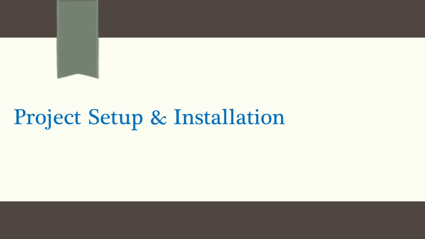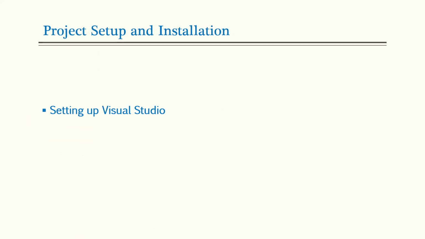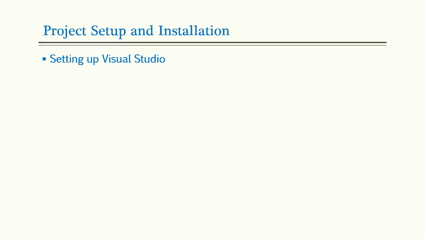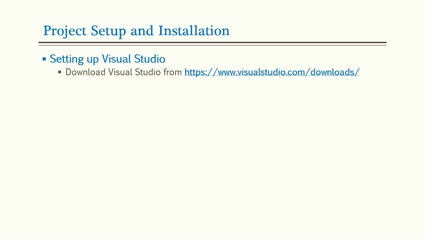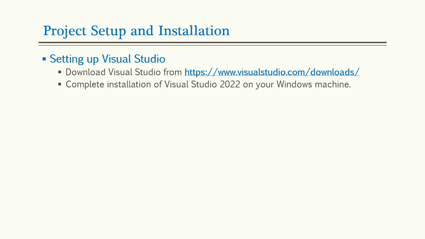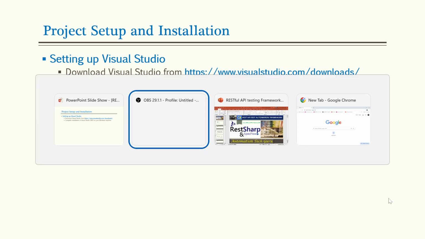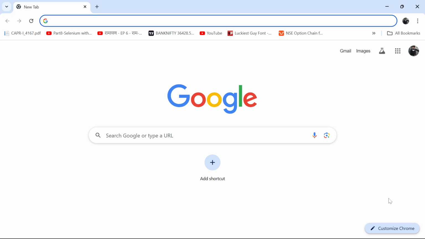Project setup and installation. First we will set up Visual Studio, and to do that we need to go to visualstudio.com, go to the download page, and then complete the installation of Visual Studio 2022 on your Windows machine. So let's go to Visual Studio.